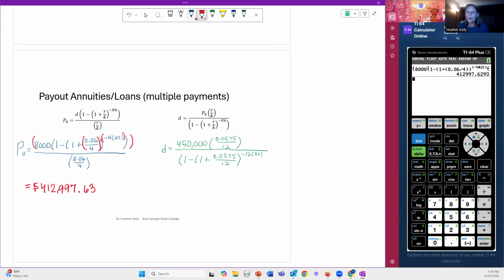$412,997.63. I want to point out real quick how important it is, for you to get credit on the exam and the quiz, that you show me this step. You see where I have the problem all drawn out here, plugged into the equation? I have to see that, and I have to have your sentence. I'm not going to accept just an answer. I have to have your sentence as well. Okay. So forewarned.